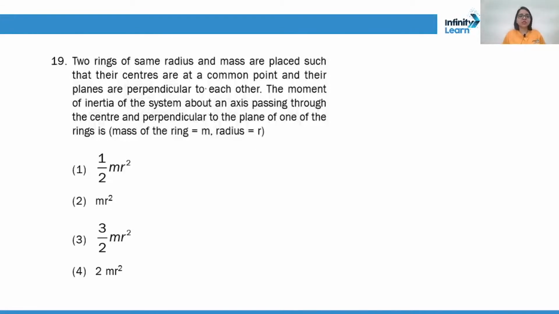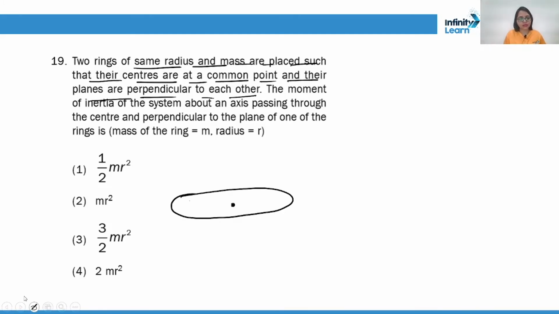Question number 19. Two rings of the same radius and mass are placed such that their centers are at a common point and their planes are perpendicular to each other. So this is ring 1. This is the center, and we have another ring, and this ring is in a different plane. So one is like this and one is like this. Fine. Center is common, mass is the same, and radius is r. The moment of inertia of the system about an axis passing through the center and perpendicular to the plane of one of the rings is?